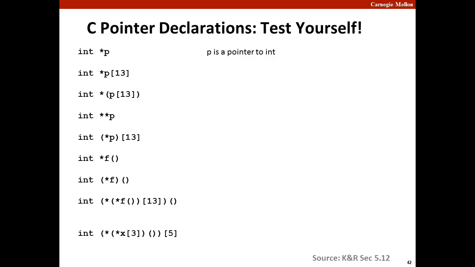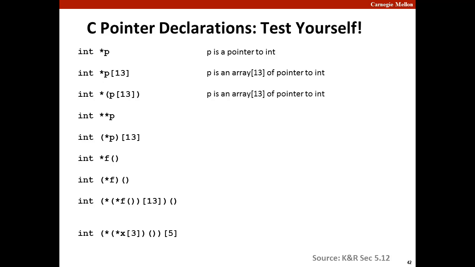In star p. So int star is the type, p is the variable. p is a pointer to an integer. Okay? Int star p[13]. What's going on there? So p is an array of 13 pointers to integer. It's int star p[13]. Int star is the type. So p is an array of 13 pointers to an integer. Just like if I had int p[13]. That would be an array of 13 integers. So int star is the type, p[13].